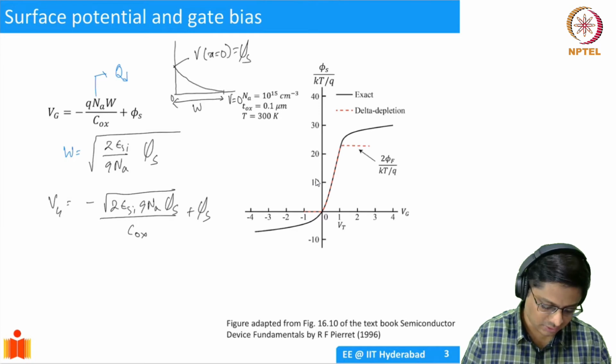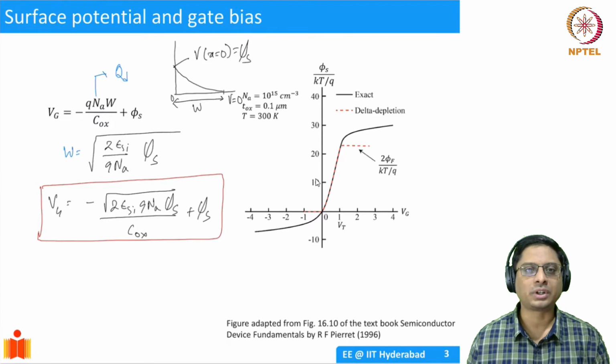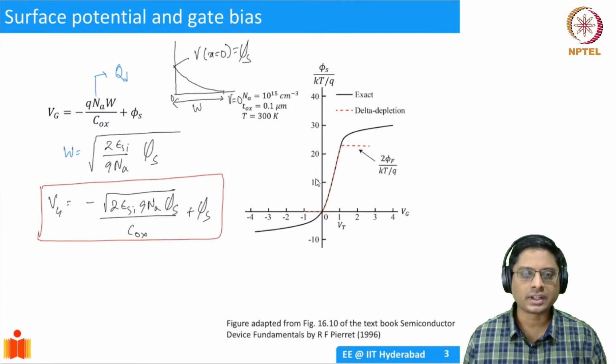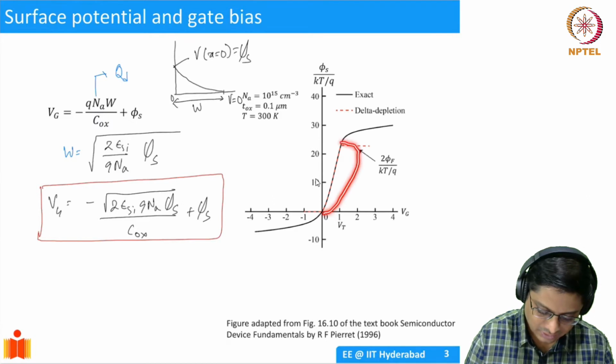This essentially is telling you that given any surface potential, you can find out what is the Vg, or vice versa. There's a fixed relation between both of them. And if you plot it, we'll see that you'll get some expression, some curve which looks like this.